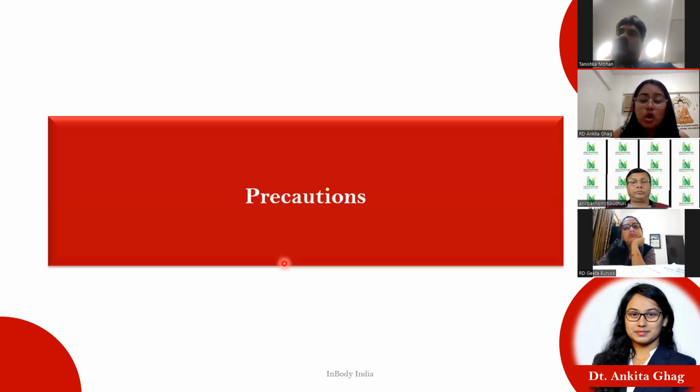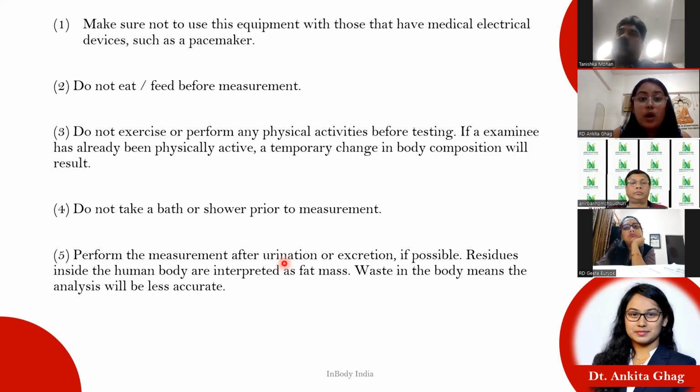And there are certain precautionary steps. One, the biggest contraindication: patients with a pacemaker are advised not to do the test. When we are doing the test, it's ideally advised not to feed just before the measurements, because when you feed the individuals, muscle mass is overestimated. So it's very much advised that we do it after 1 to 2 hours of fasting.